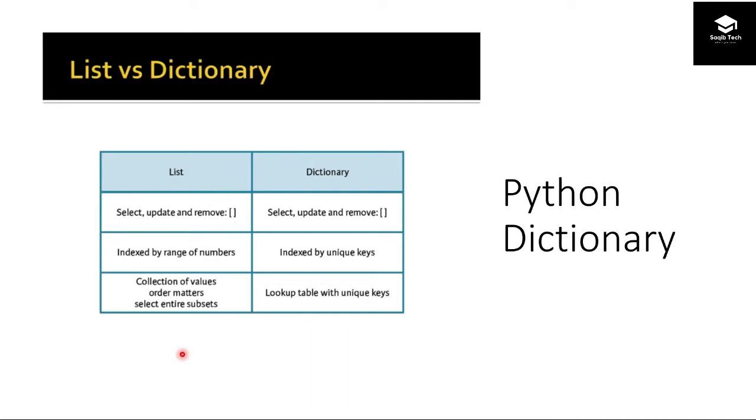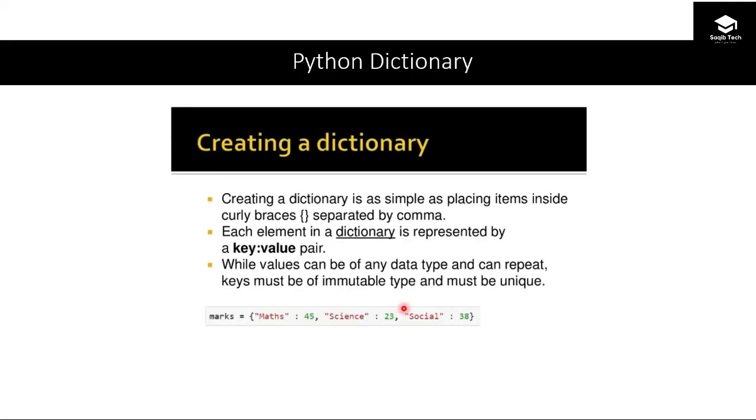Okay, in a list we can select a subset by using indexing or slicing, but a dictionary is a lookup table with unique keys. We don't need to access an entire subset, but we need to access a single value because it has unique keys. Okay, so the question is how to create a dictionary.